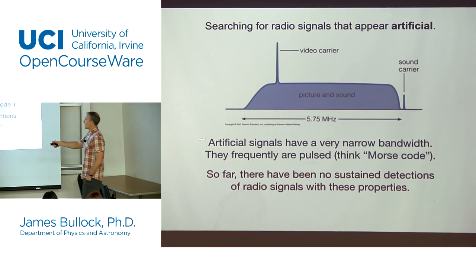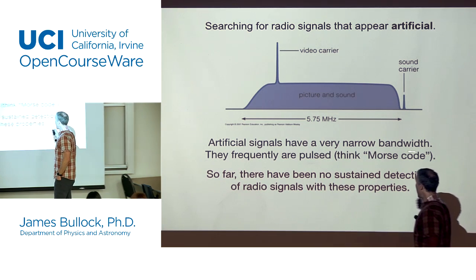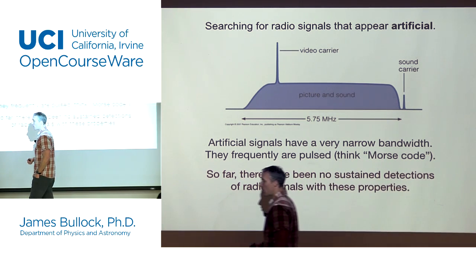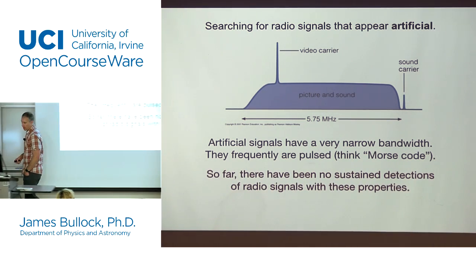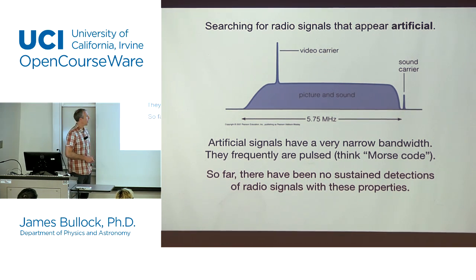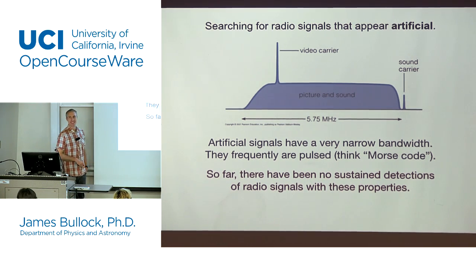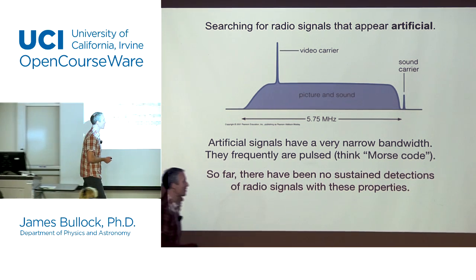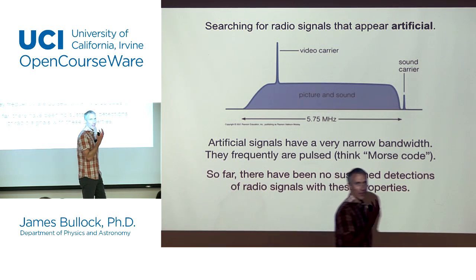So we would expect artificial signals to have very narrow bandwidths. You're supposed to be thinking about Morse code here. But unfortunately, so far, we haven't found anything. That's the upshot. If we had found something, you would know about it. And so people haven't found anything yet, and they keep looking.